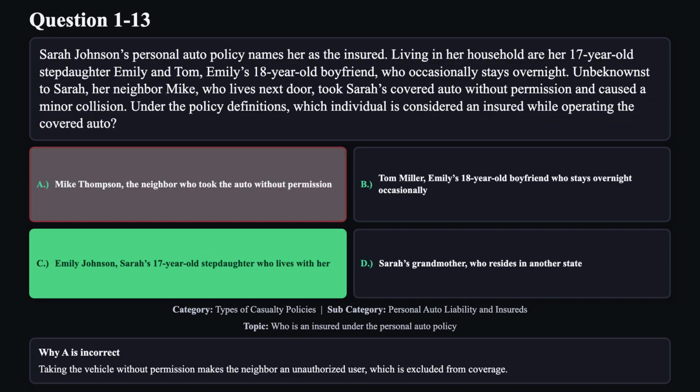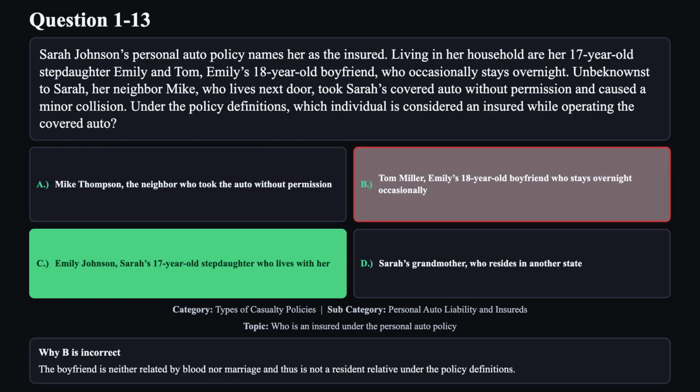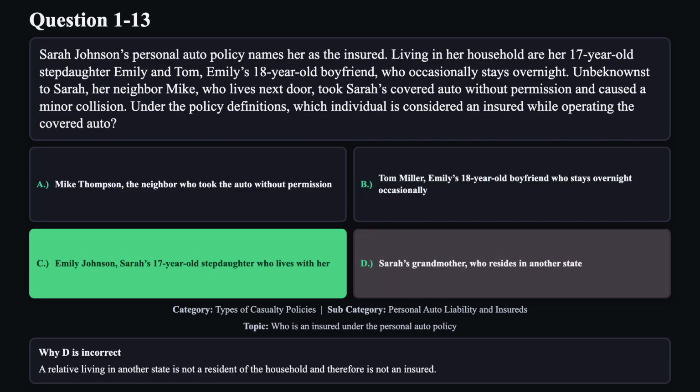Reason A is not correct. Taking the vehicle without permission makes the neighbor an unauthorized user, which is excluded from coverage. Reason B is not correct. The boyfriend is neither related by blood nor marriage and thus is not a resident relative under the policy definitions. Reason D is not correct. A relative living in another state is not a resident of the household and therefore is not an insured.